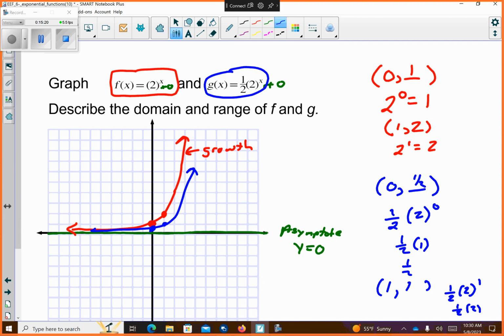Is that growth or decay? It's growth. As I go to the right, it's going away from the asymptote. So they're both growth models, regardless if I have the half in there or not. The half just means that it's not going to grow quite as quickly, but it's still exponential growth.